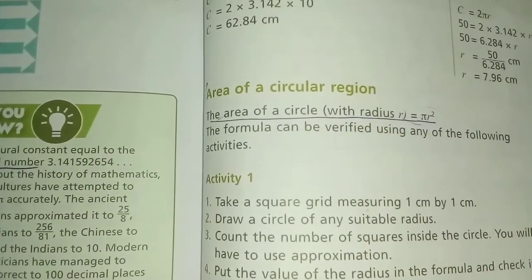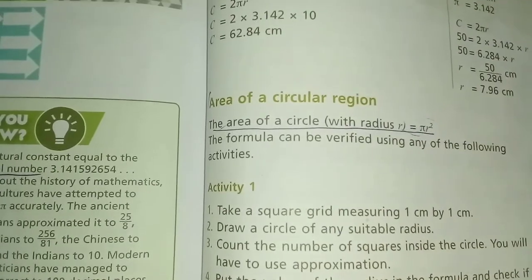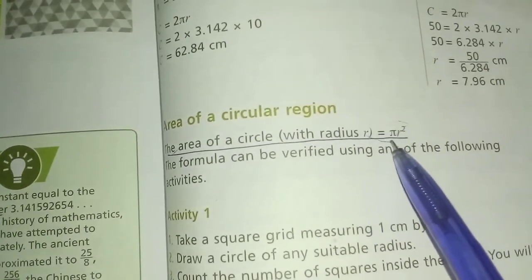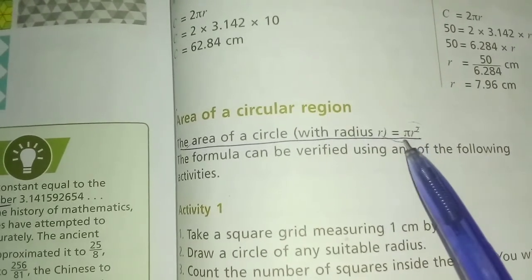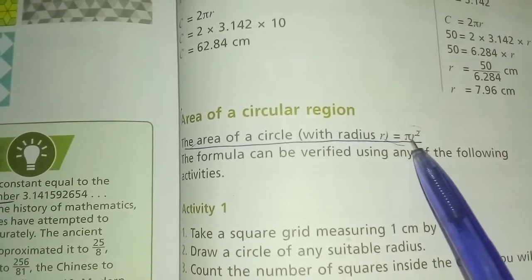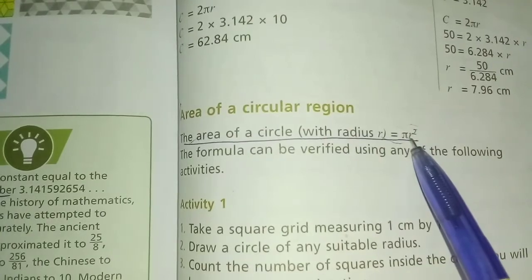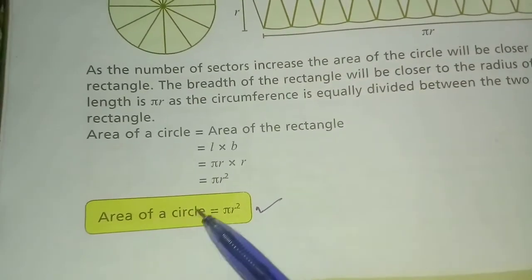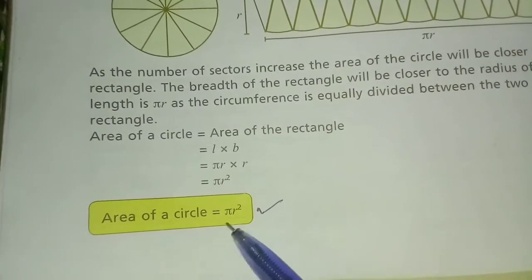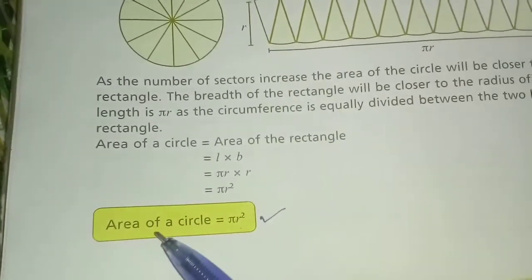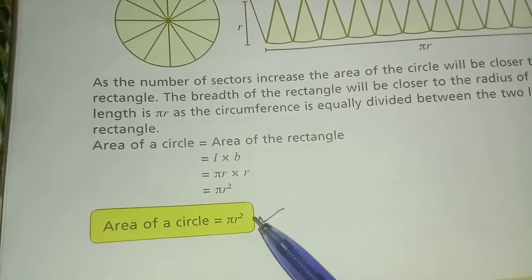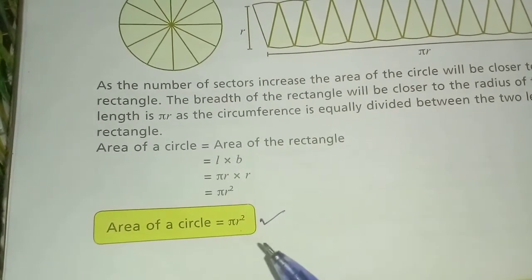Okay students, now move to the area of a circular region. The area of a circle with radius r is equal to pi r square, where pi is equal to 22/7 or 3.142 and so on, and r is the radius of the circle. Area of a circle is equal to pi r square, and as we know, area is written in square terms, like centimeter square, meter square.